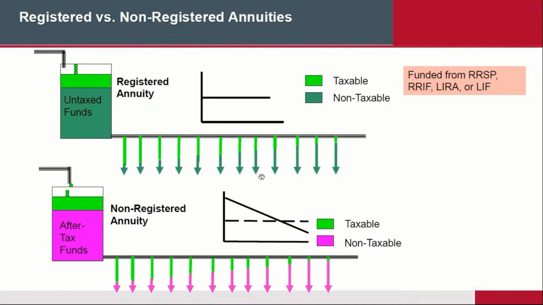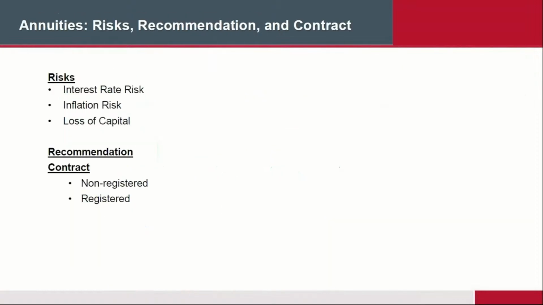Whereas in a registered annuity, you're going to pay tax on all of it. Okay, all of it. In a non-registered annuity, you're only going to pay tax on the interest component, but not on the principal, because the principal is basically a return of your own money. So you must know the difference between registered and non-registered annuities, okay?